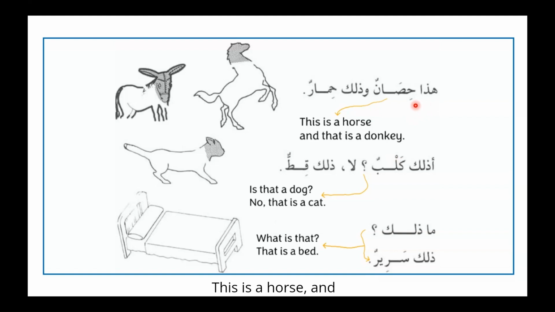This is a horse and that is a donkey. Is that a dog? No, that is a cat. What is that? That is a bed.